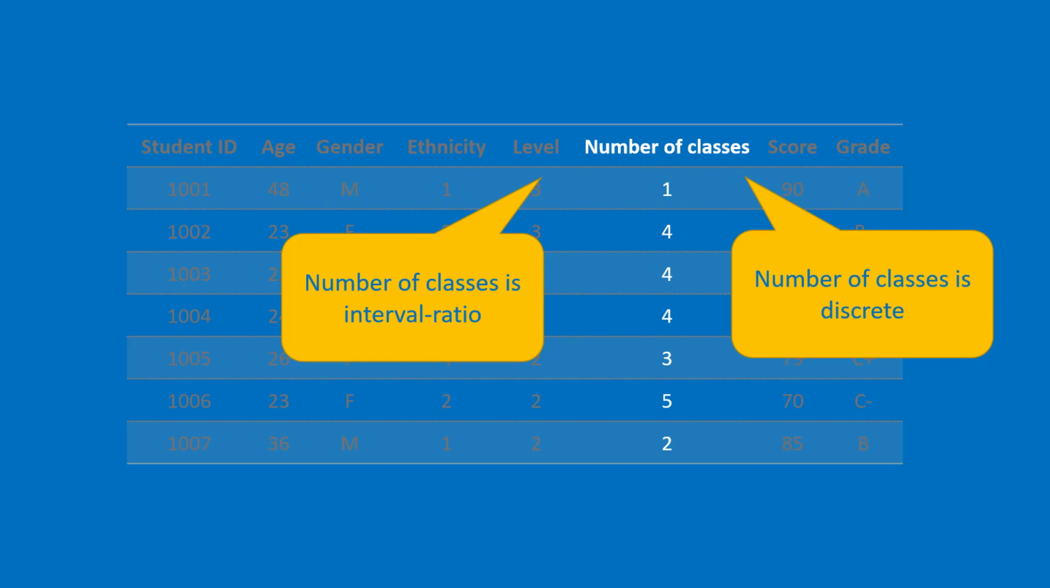It doesn't make sense to have fractional classes. You can be enrolled in one class or two classes, but not in 1.5 classes, or in 1 2/97 of a class, for example. It's just not possible. So we'd have to call this one, again, interval ratio, but measured on a discrete scale.